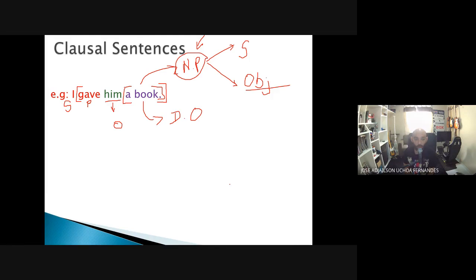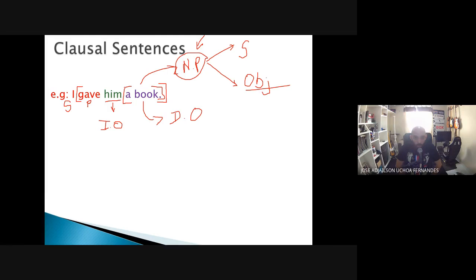The direct object is called direct object because it establishes a direct relationship with the verb. A book is what was given. Now, the indirect object is normally the direction of the action. I gave a book to him. I gave him a book. Him is the indirect object.